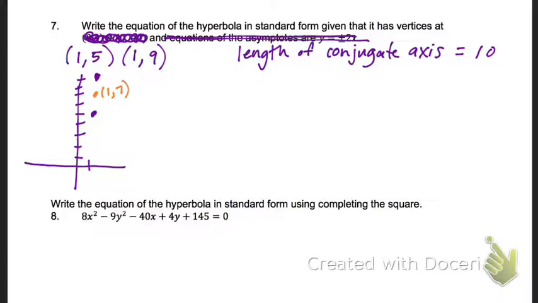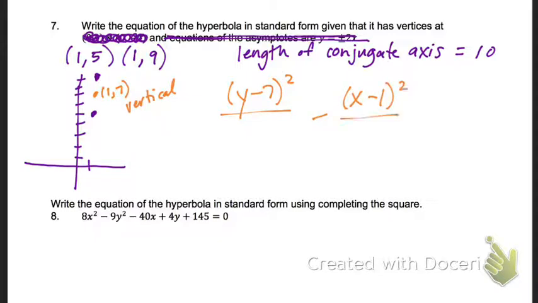And is this a vertical or a horizontal? My vertices are in the what direction? The y direction, so it's a vertical. So I'm going to write my y first. So it would be y what? Y minus 1 or y minus 7? Minus 7, because it always goes with the k. Over something minus x minus 1 squared over something equals 1.